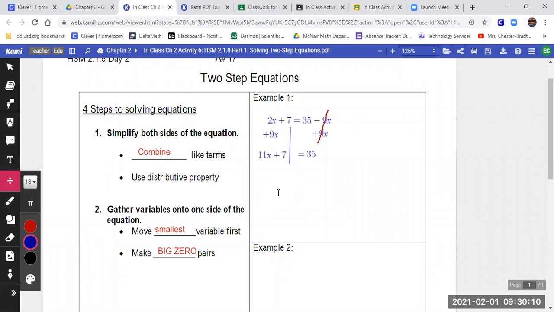Okay, so now we have to get rid of this 7. How are we going to get rid of that 7? We're still adding and subtracting. We're still making big zeros, so we're still on that first step. I have to undo a positive 7 by doing a negative 7. So I'm going to subtract 7 from the left, and whatever I do on the left, I have to do on the right. So I have to subtract 7 from this 35.